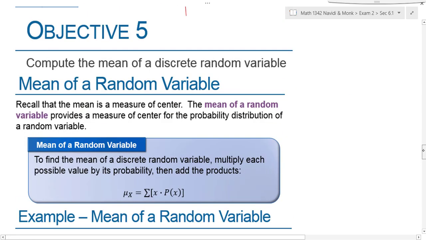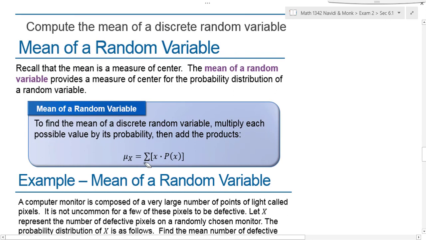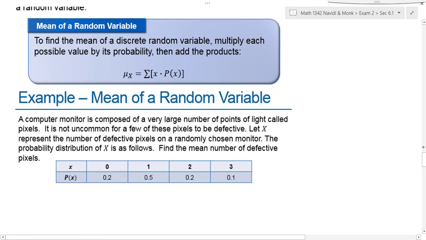If you're calculating the mean by hand, this is the formula that you would use. It's just the sum of the product x times p of x. And if you have a very few number of random variables, it's worth knowing how to use this formula. But if you have a lot of random variables and probabilities in your table, and by a lot I mean more than 3 or 4, I'm going to show you another way to do this on your calculator that also works for standard deviations and variances. But we're going to do this one by hand.